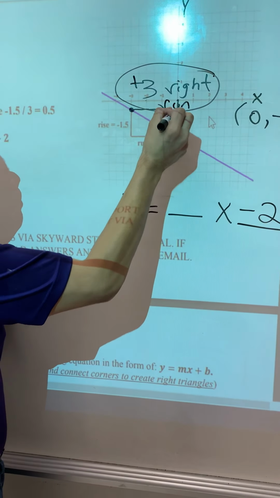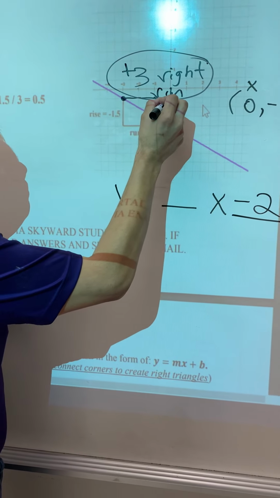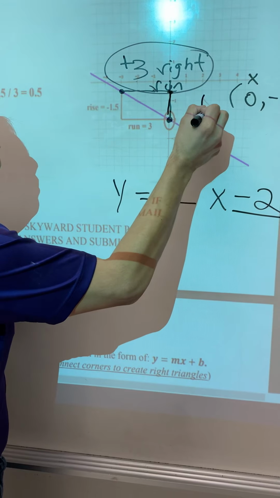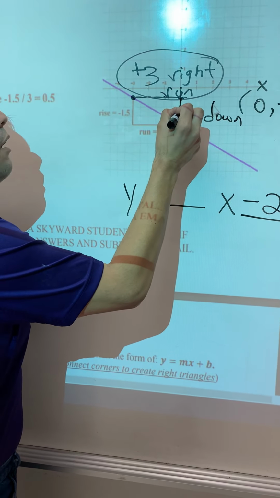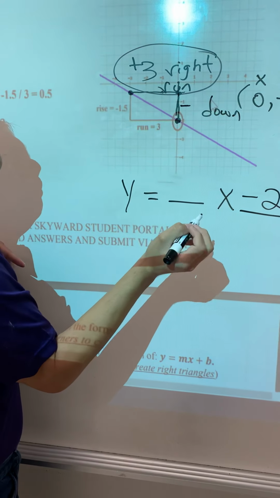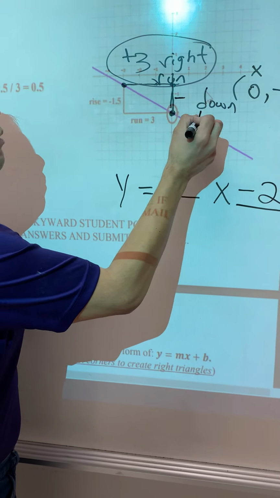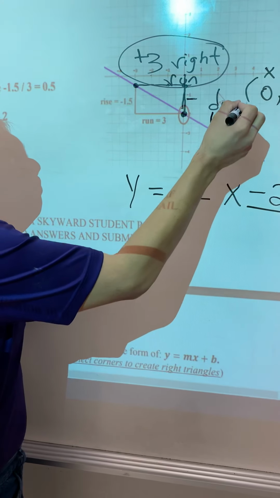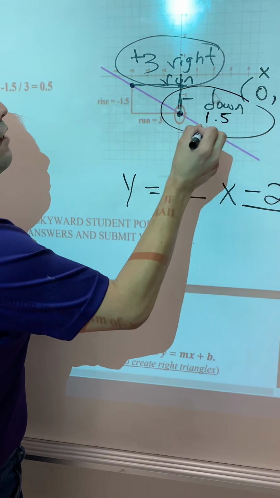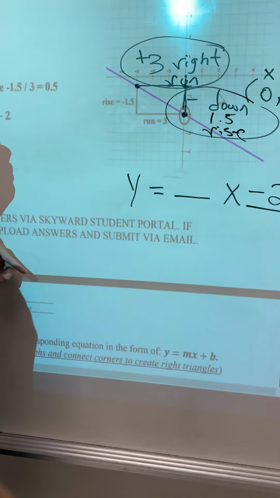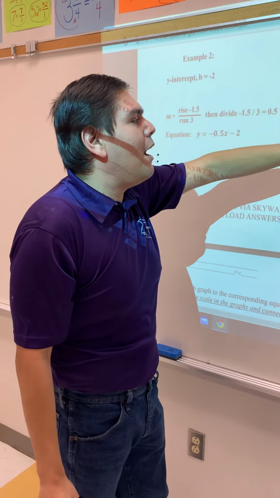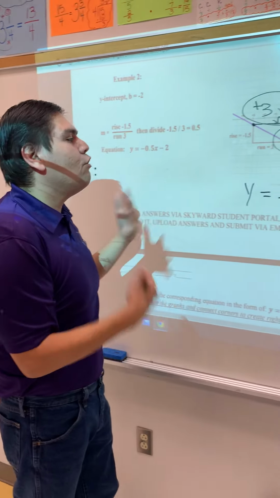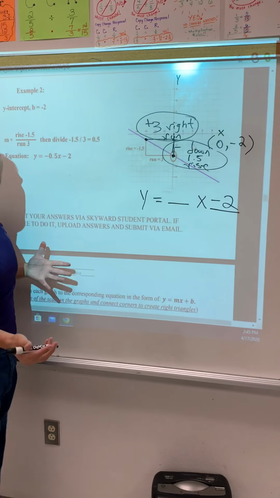Now, I am right here, and I am going to go down. So I'm going down, which means that my rise happens to be negative, and I went down 1.5 units. And again, this is my rise. Notice how in this case, these are opposites, but again, by writing these directions, your slope will end up in the correct form at the end.